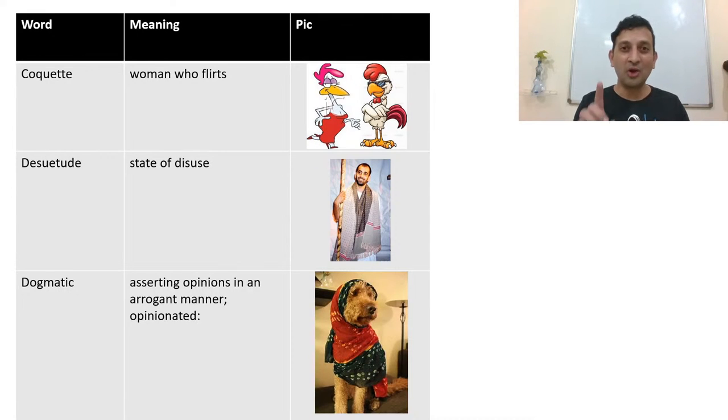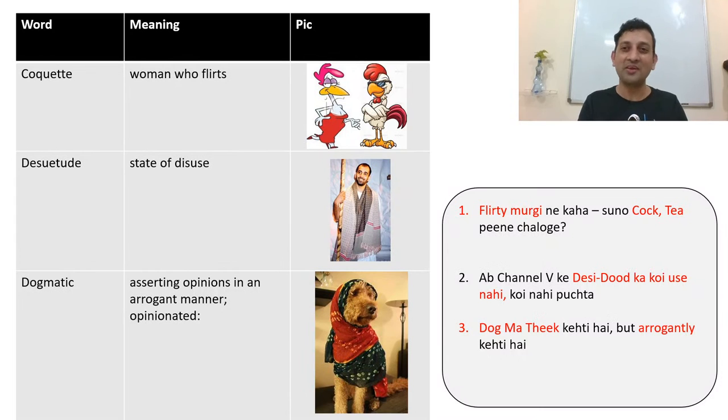Dogmatic. Dog maa theek hi kehti hai, thoda arrogantly kehti hai, doesn't listen to you, but dogmatic hi bolti hai, theek hi bolti hai. Flirty murgi saying cock tea peene chaloge? Channel V ke desi dude, no use now, state of disuse. Desuetude, desi dude in desuetude. Dog maa theek bolti hai, but very arrogantly bolti hai, very opinionated.